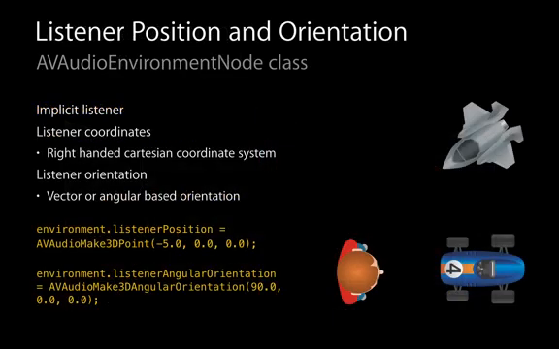Let's now move on to the environment's attributes. Every environment has an implicit listener, and the listener has a position and an orientation. The position is specified using the same coordinate system, and for the orientation, you can specify it using either 2 vectors, a front and an up vector, or 3 angles, yaw, pitch, and roll.